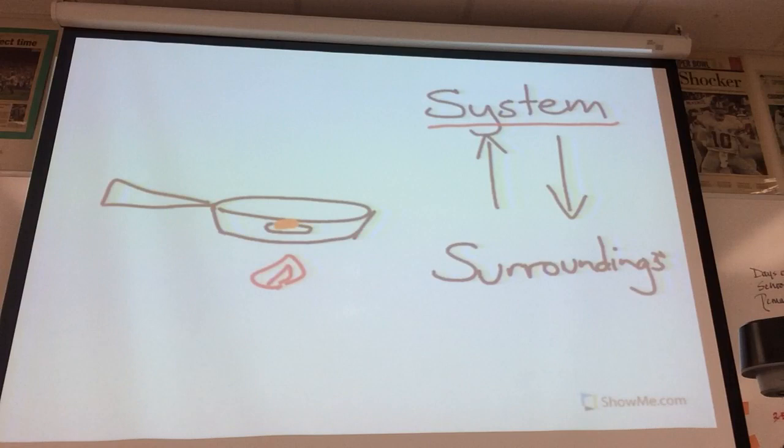Now, let's identify what that is. So if the energy is going from the system to the surroundings, we say that the chemical reaction is exothermic. If the surroundings are donating energy into the system, providing energy into the system in order for the chemical reaction to go, we say that this is an endothermic reaction.